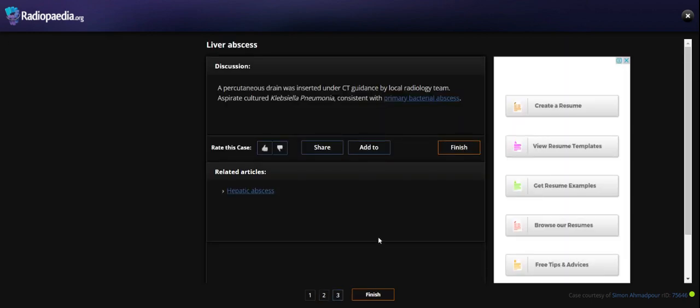liver abscess, confirmed by percutaneous drain, was inserted under CT guide by local radiology team, and the culture of the pus from the lesion grow Klebsiella pneumonia. So consistent with primary bacterial abscess.